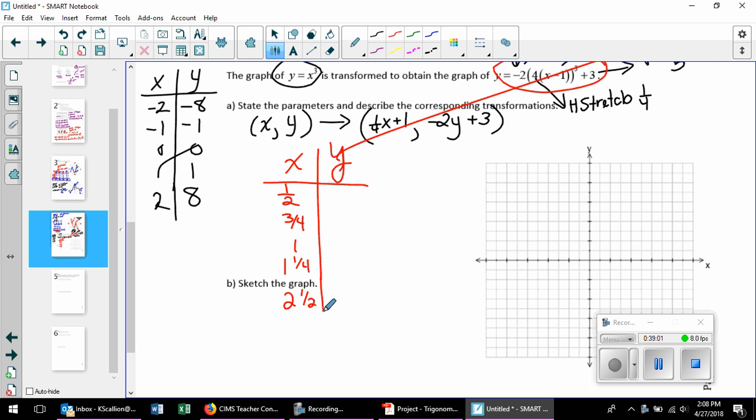2.5. Okay, so now looking at the y's. -8 times by a -2 is +16 plus 3, 19. So now I have -1 times by a -2 is a +2, plus 3 is 5. It's going to be 3. This one's going to be 1. -16 plus 3 is -13.